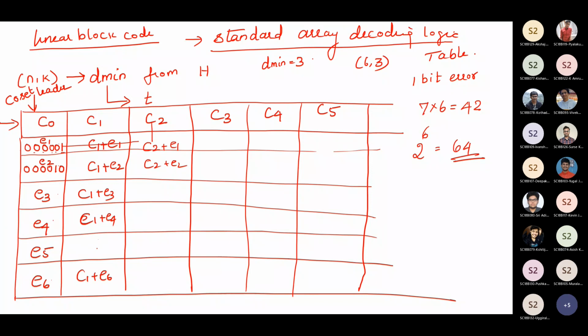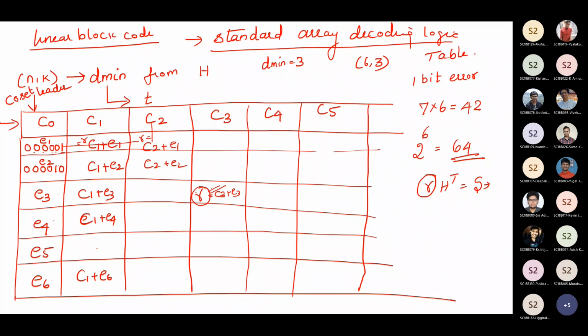So here it can correct only these received vectors, R. At the receiver side, when you find R into H transpose, you get the syndrome vector S, to find out whether an error has occurred or not. Next, from the received vector you check where it falls in the table. For example, the received vector falls here, that is C3 plus E3 is my received vector R.